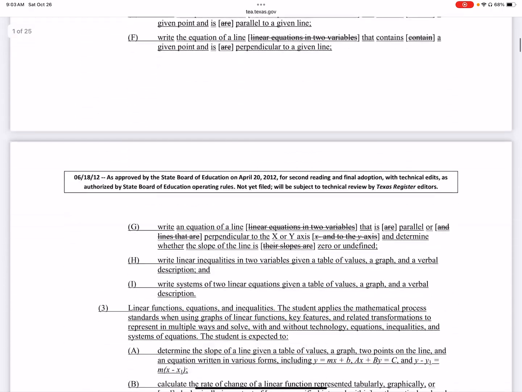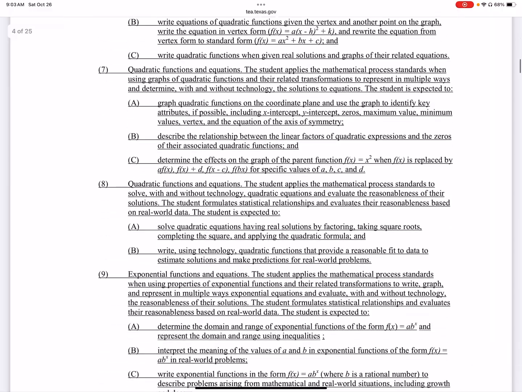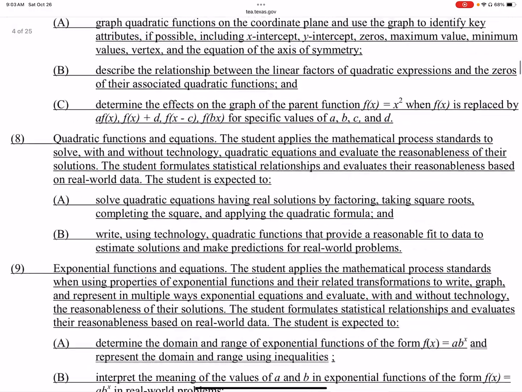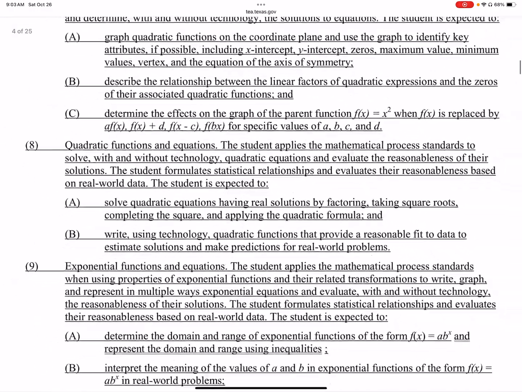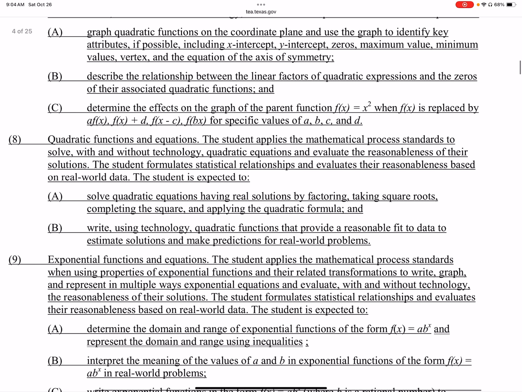It's 12 years. Okay, anyway, if I scroll down here, number 8 is about quadratic functions and equations, and specifically we're looking at A, so 8A. Solve quadratic equations having real solutions by factoring. We've done that quite a bit in class. Taking square roots, that works in some cases. Completing the square and applying the quadratic formula. It's these last two which provide a hint on how we are supposed to solve this question.